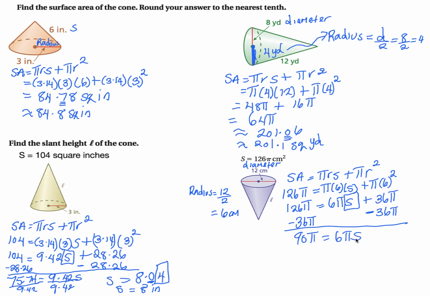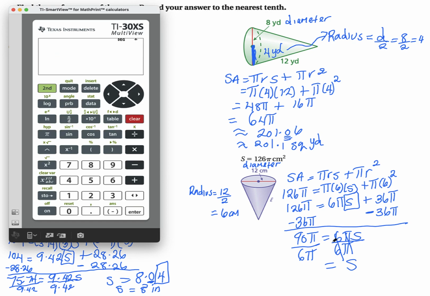And again, since we're solving for S, we want to get it by itself. We're going to divide both sides by 6 pi. So all of that cancels. You have S, and get your calculator. So we have 90 pi divided by 6 pi. You can go 90 pi divided by, and I'm going to put this in parentheses, 6 pi, because sometimes this calculator is a little bit funny. So you have to put it into parentheses, and that gives you 15.